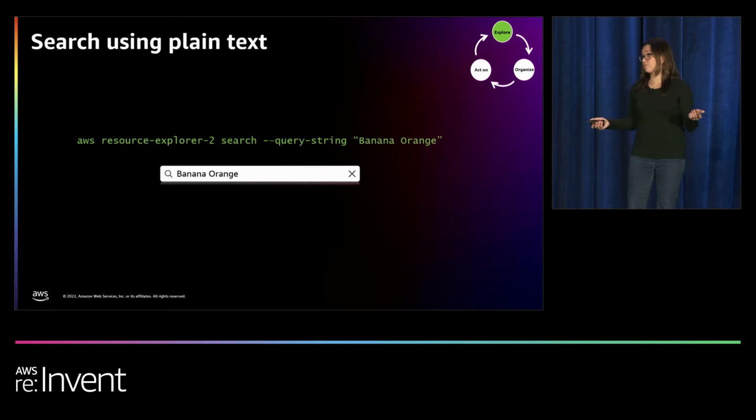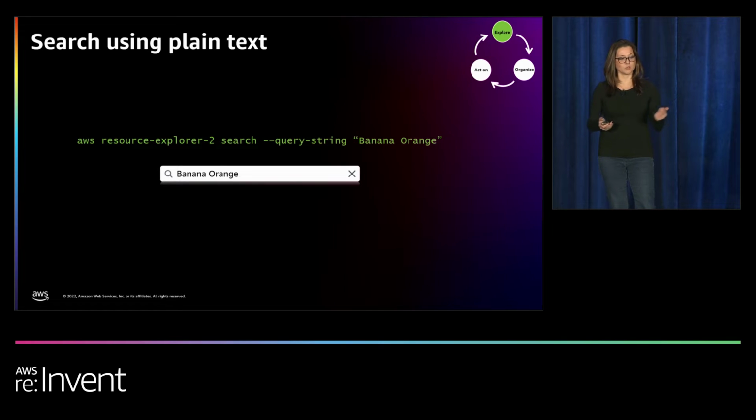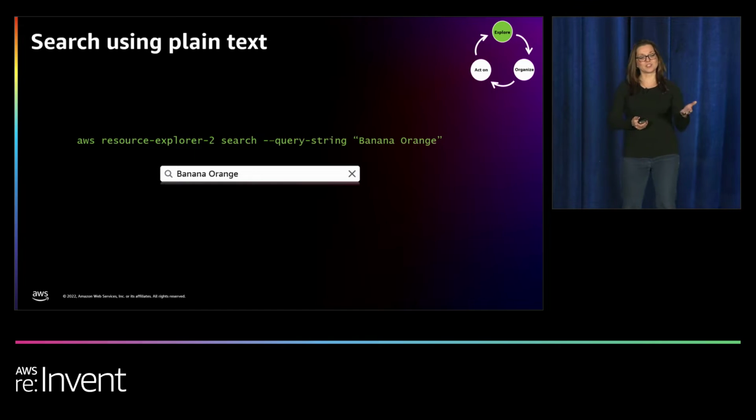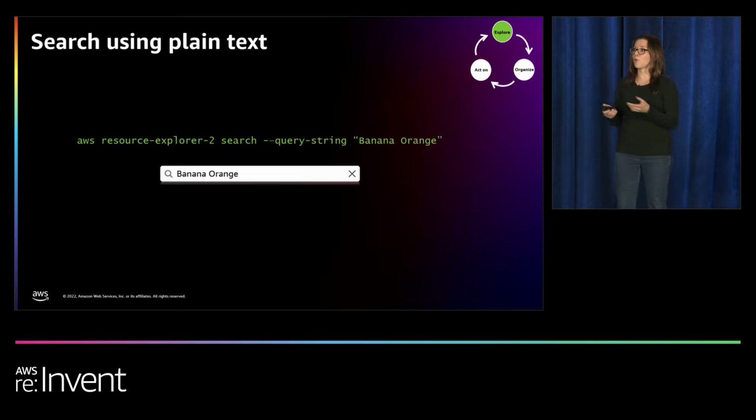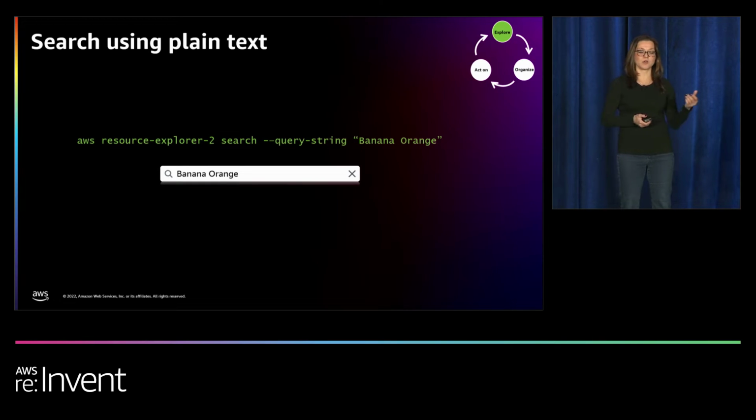So how do I search? You can search using plain text. In this example, we're going to use banana and orange because we all love fruit. That query returns anything that's tagged with banana or orange, and also anything that has banana or orange in your resource name, ARN.